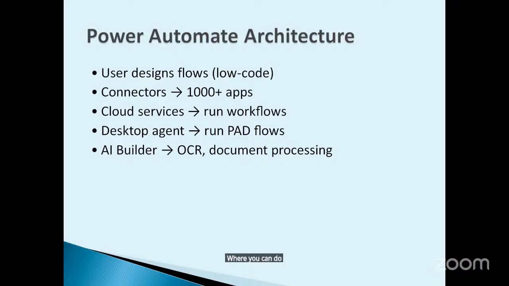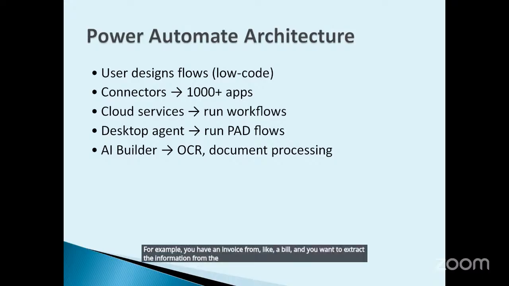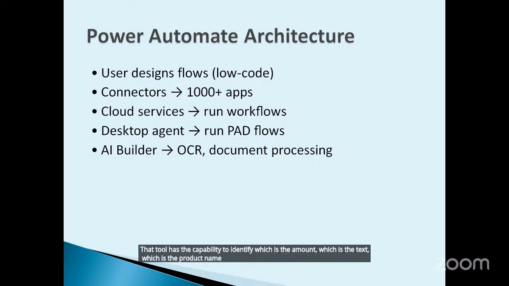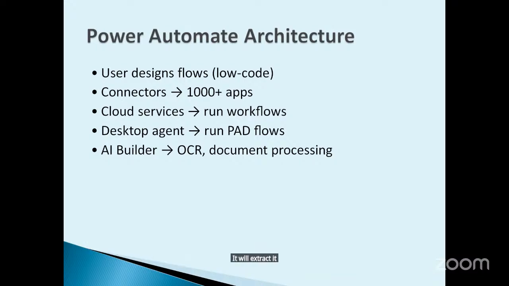You can do information extraction. For example, you have an invoice or a bill and you want to extract the information from the bill, like what is the total amount, what are the items we bought. You don't have to write a code or anything. You just need to use this tool. That tool has the capability to identify which is the amount, which is the text, which is the product name. It will extract it, put it in the Excel sheet, and it will send you a mail also. So all this is possible when it comes to AI.